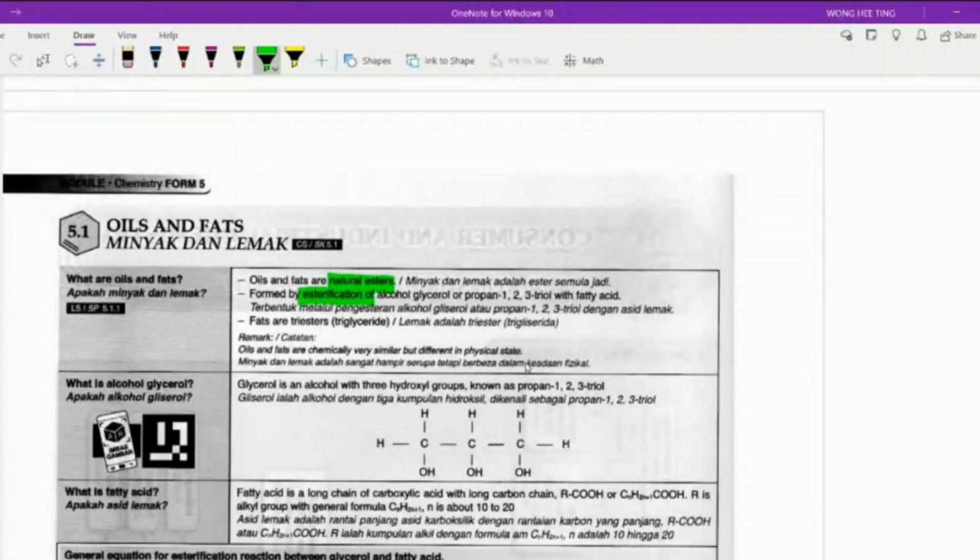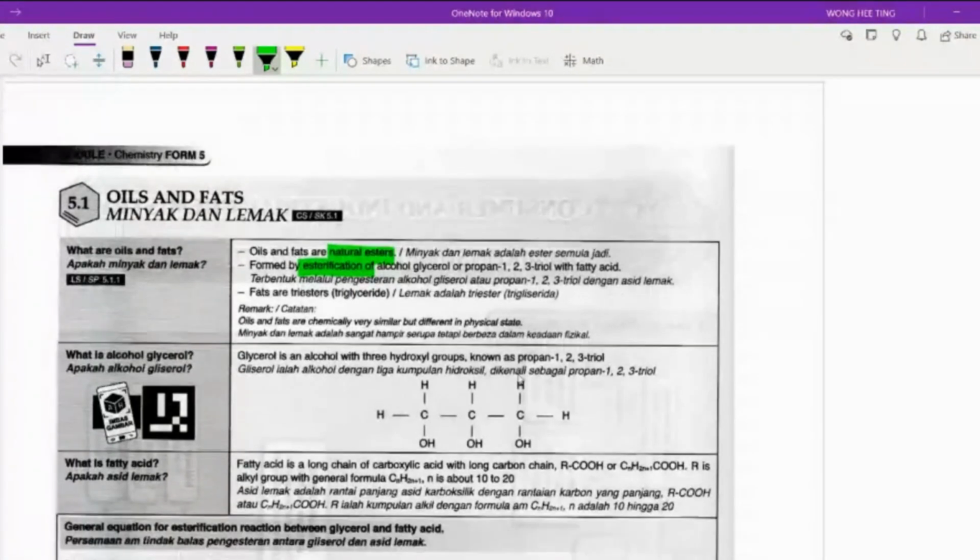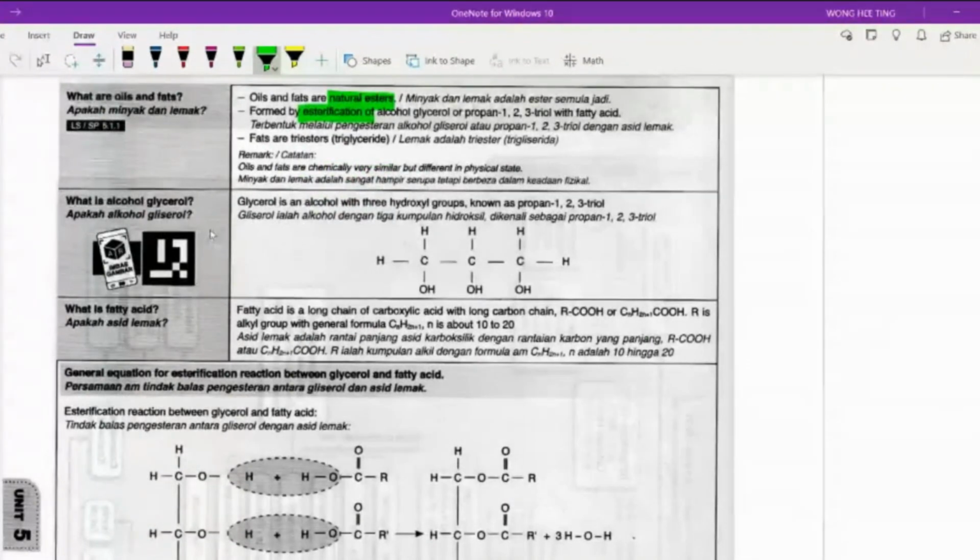Still remember, of alcohol glycerol, or propan-1,2,3-triol, with fatty acids. So fats are actually triesters. These oils and fats are chemically very similar but different in their physical states. So what is meant by alcohol glycerol? Glycerol is an alcohol with 3 hydroxyl groups, known as propan-1,2,3-triol. There are 3 OH groups, triol.